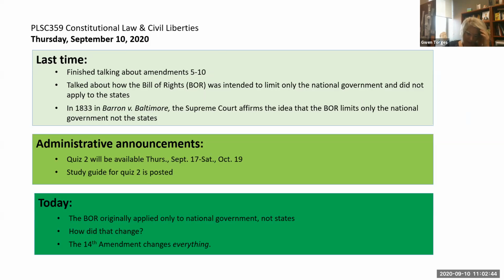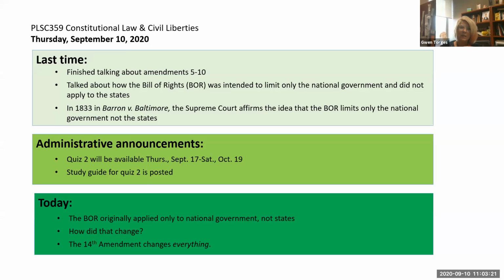when Mr. Barron tried to sue the state of Maryland for ruining his business, saying that they owed him just compensation, trying to use the takings clause of the Fifth Amendment. The Supreme Court said, well, yeah, I see what you're saying. That does amount to a taking, but the takings clause of the Fifth Amendment only applies to the national government, not to the state governments. For protection against your state government, you have to look to your state Bill of Rights.